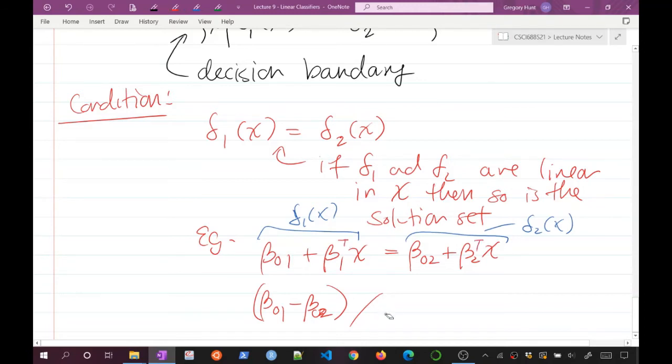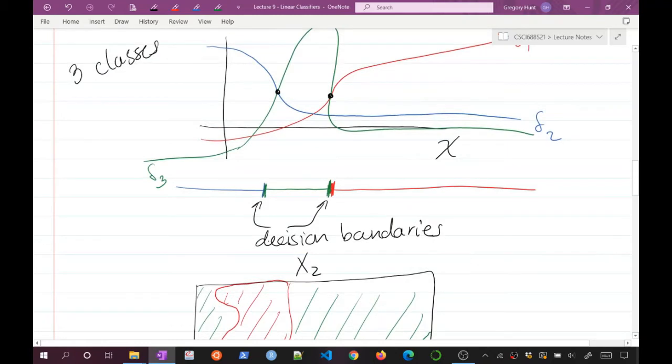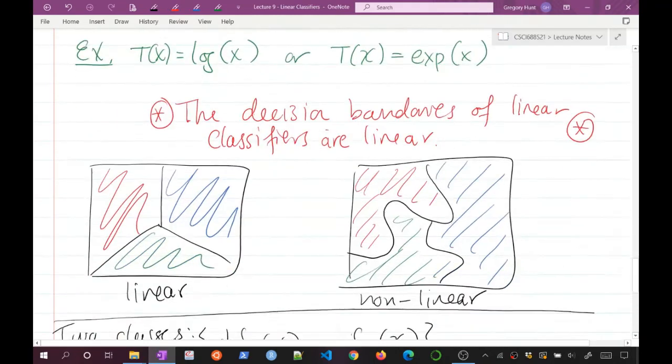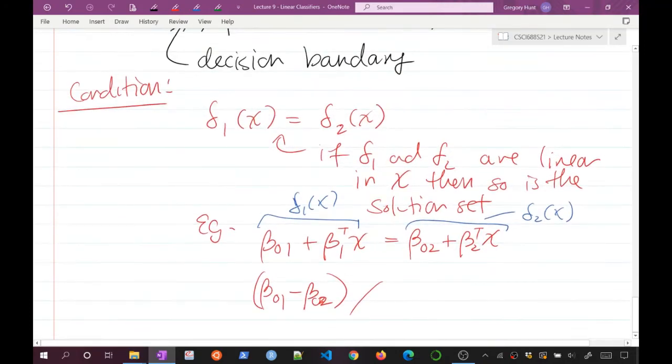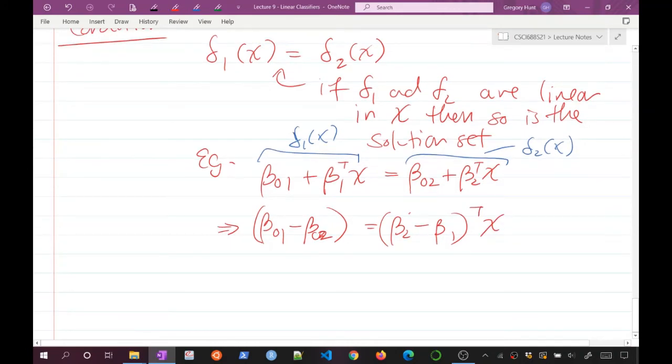Let's make this more interesting, because if I do this for just one x, we're just going to get a single point. So my decision boundary in the univariate case is just going to be a single point. But it'll be more interesting in a two-dimensional case. So let's assume that we have a vector x. What are our steps? We move the intercepts to one side, and then we move things around. Beta 2 minus beta 1 transpose x. And I'm just going to leave it here.